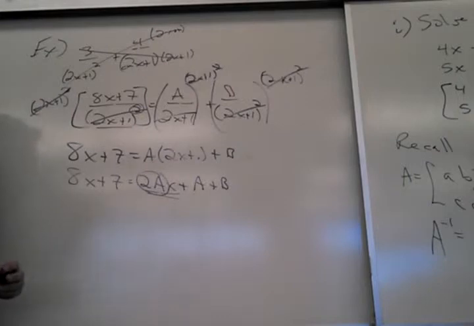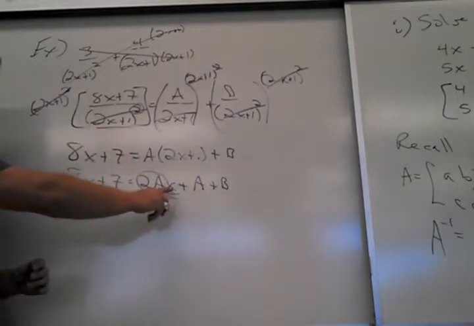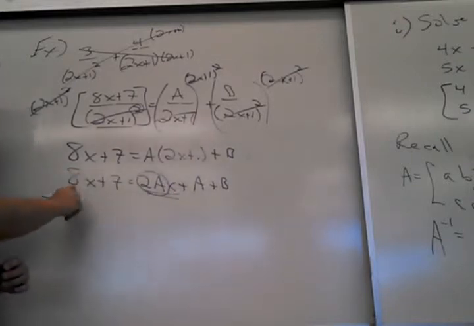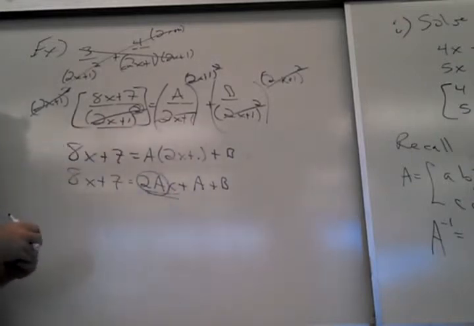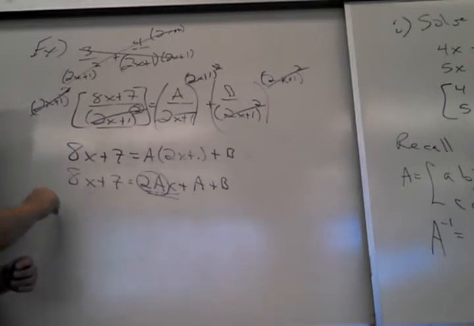Again, the creative geniuses who are mathematicians, we call this equating coefficients. The coefficient of x over here has to be the same as the coefficient of x over there, or there's no way it's going to work. So 2a has to be 8. So what's a? 4. That's craziness, right?